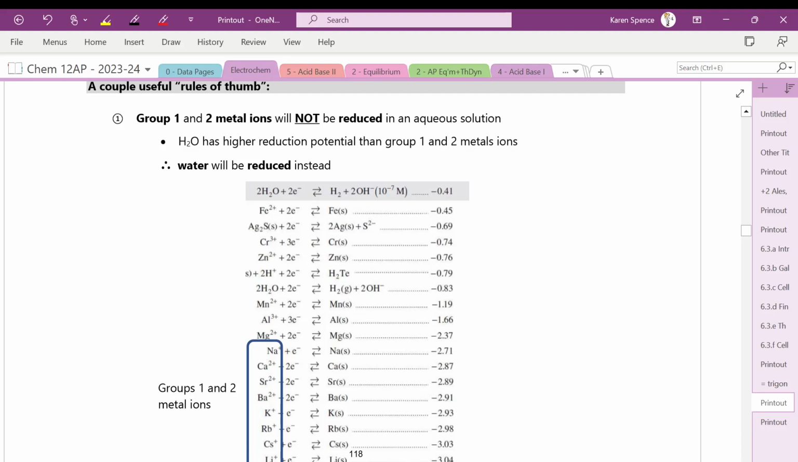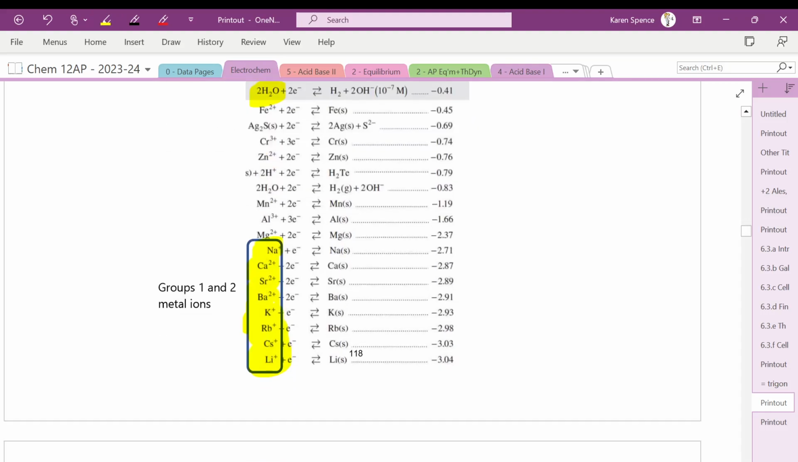Why not? Well, look, here's our group 1 and 2 metals, and here's water. Who is always going to win the reduction battle? Water. So you can just say group 1 and 2 metals are never going to be reduced because they're all at the bottom of the chart. You can also just look that up though, so it's not something you actually need to memorize.